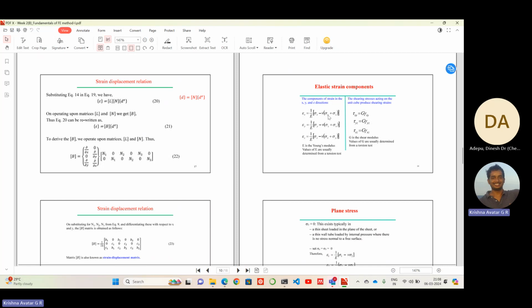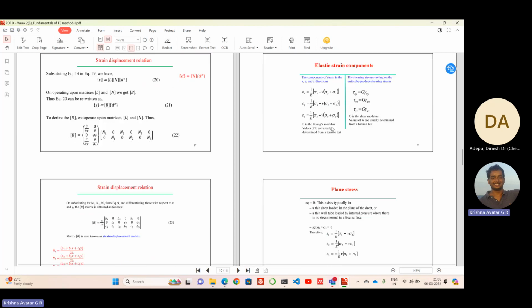So due to sigma y, what will be the extension epsilon x along the x direction? That comes as minus nu sigma y by E. Likewise for minus nu sigma z by E. So we do something known as additive strains. We are able to do this only for linear elastic cases. We cannot otherwise sum all these strains to get this epsilon x.